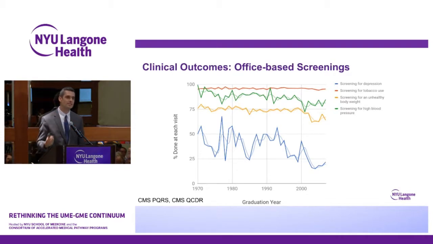Now, this is data from PQRS, which is a voluntary quality program within Medicare and Medicaid. Very few physicians actually participate in this and report data, but for those who do, they report data on whether or not at each visit they are screening for things like depression, smoking cessation, high blood pressure, and other health behaviors.